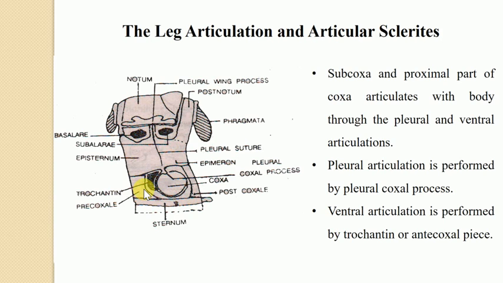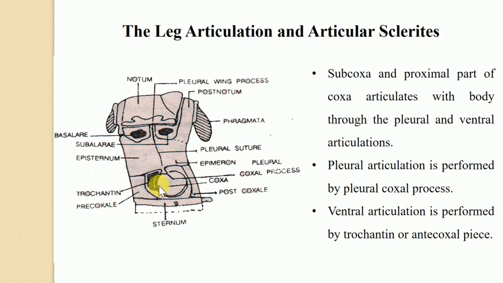The trochantin is a triangular sclerite and is well evident in cockroaches. Keep in mind, this trochantin is a characteristic of only pterygote insects. In Pterygota, this trochantin is absent. In the case of cockroaches, it is well evident or well developed.